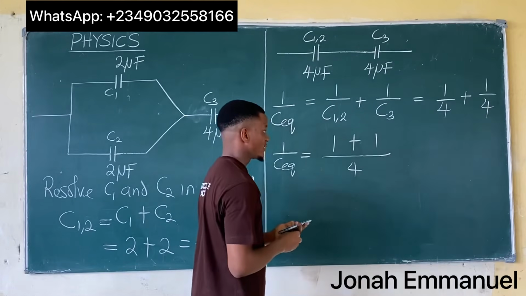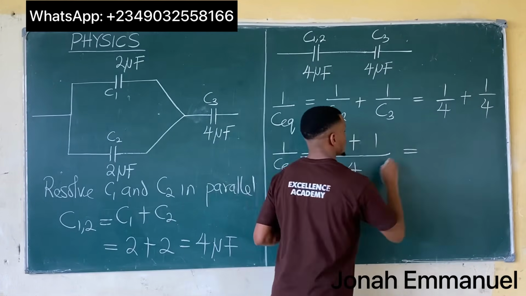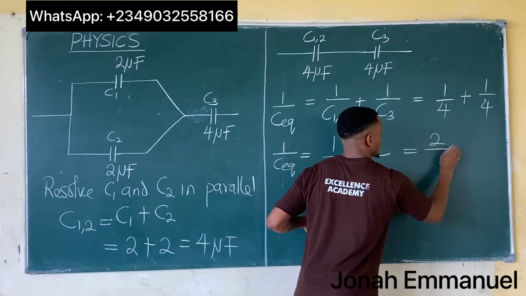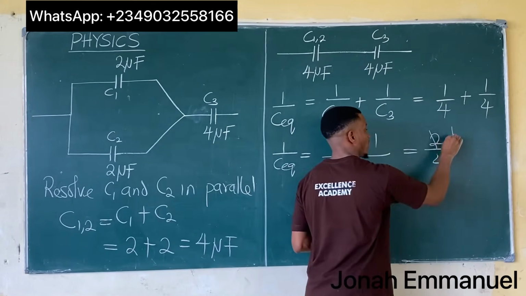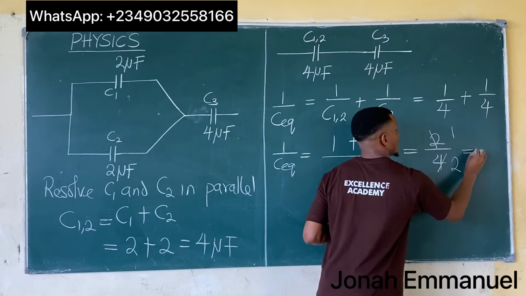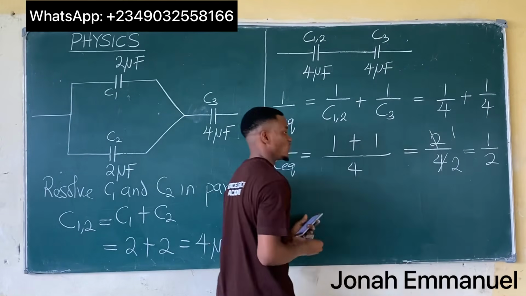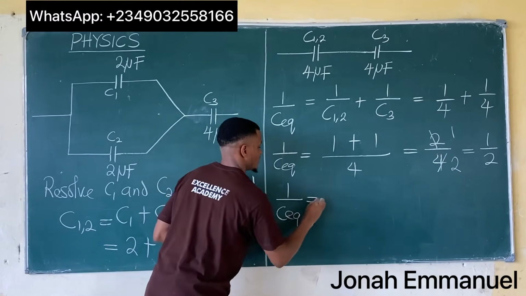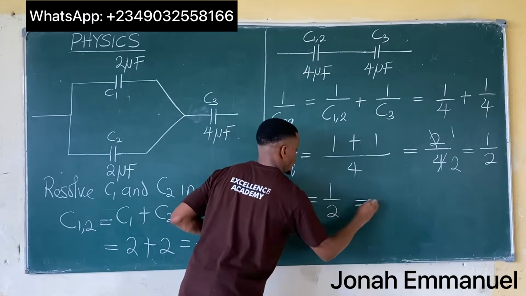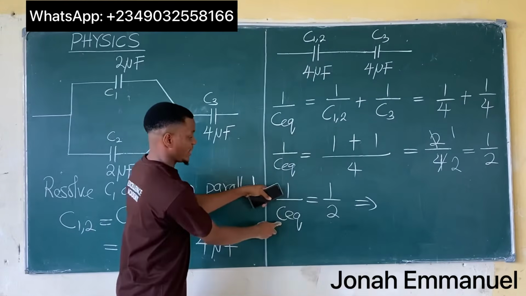So I have this. If I combine, this is equal to 1 plus 1, which is 2, all over 4. In lowest terms, 2 here 1, 2 here 2. That's equal to 1 over 2. So hence, 1 over the equivalent is equal to 1 over 2. To get my equivalent, simply invert.